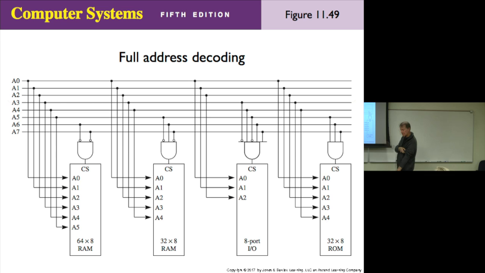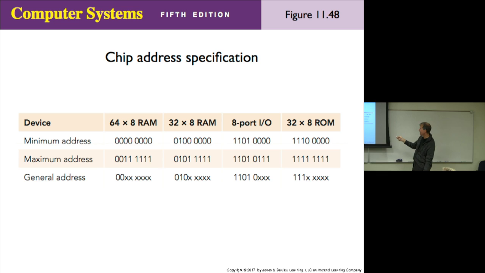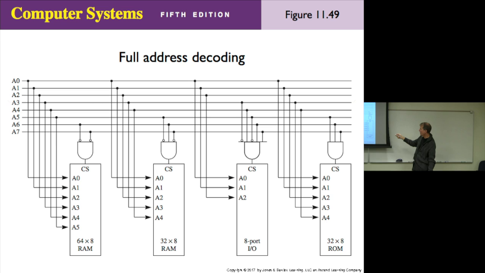And similarly for the 8-port I/O, let's look at the leading bits. The 8-port input-output module goes from 11010000 to 11010111. So in general, it's 11010XXX. So when should that be selected? When the high order address lines are 11010. If we look here at the input of this chip select, it's 11010. So that will select this.